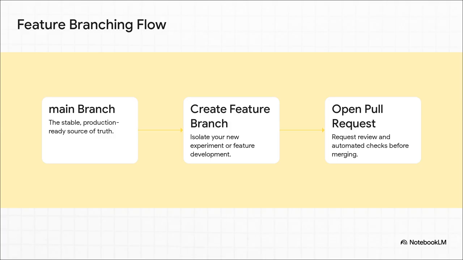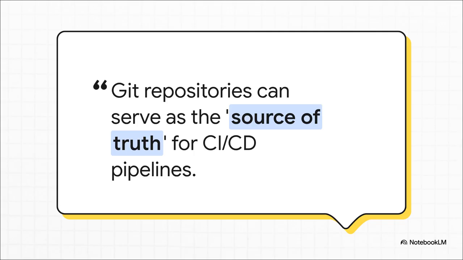When you think it's done and working, you open what's called a pull request. This is basically you saying, "Hey team, my work is ready for review." It's a formal process where teammates can check your code and automated tests can run before anything gets merged back into main. And this is where it all clicks into place. This disciplined branching flow ensures that only high-quality, reviewed, and tested work ever makes it back into your main branch.